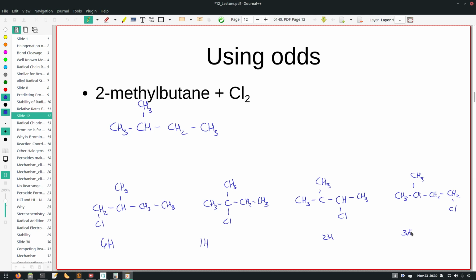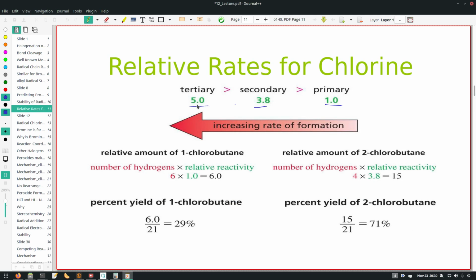All right, now on that previous slide, these relative rates are going to factor in on this. So 5, 3.8, and 1. And here's how this goes. My keyboard froze up.